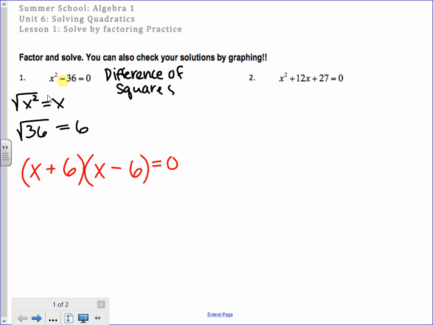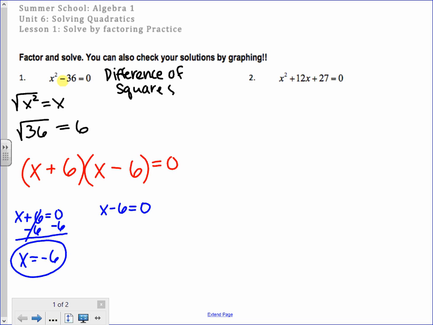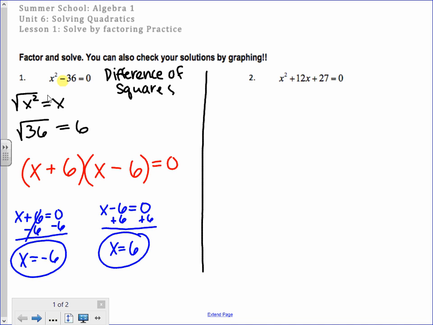Now, in order to solve by factoring, I use the zero product law, which says that I take each factor of this factored form, I set it equal to 0, and then solve each for x. So I'm going to have that x equals negative 6 is one solution of the quadratic, and when I add 6, I got that x equals positive 6 is another solution of the quadratic. So that's number 1.